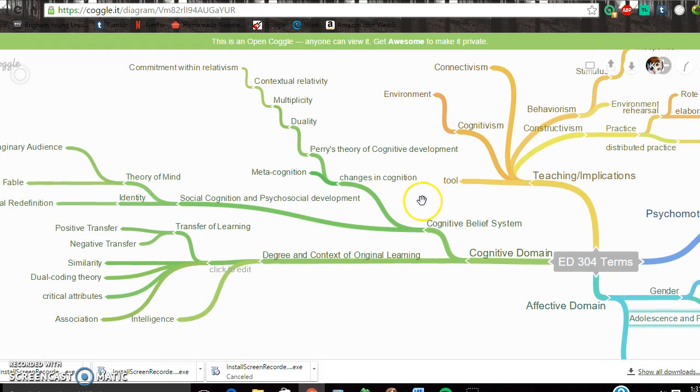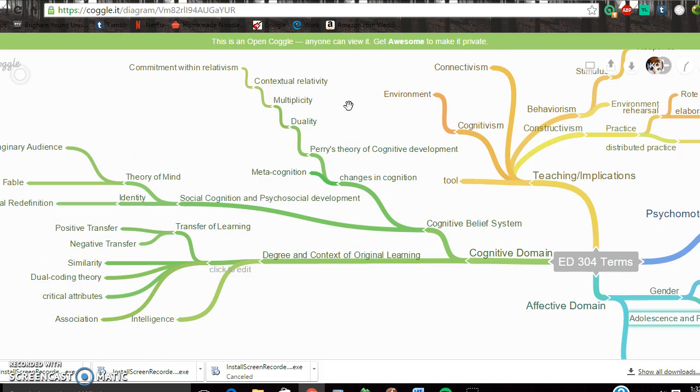So something that comes with these changes in cognition is this theory that William Perry has come up with. It's called the theory of cognitive development. It comes with 4 stages, and there are smaller stages within these stages, but for the purposes of this assignment, and for simplicity, we're just going to talk about these.